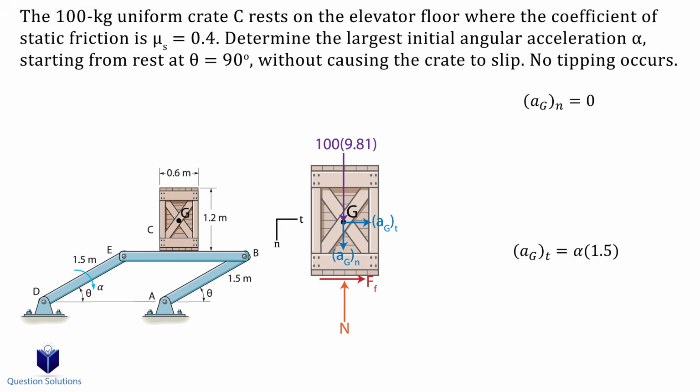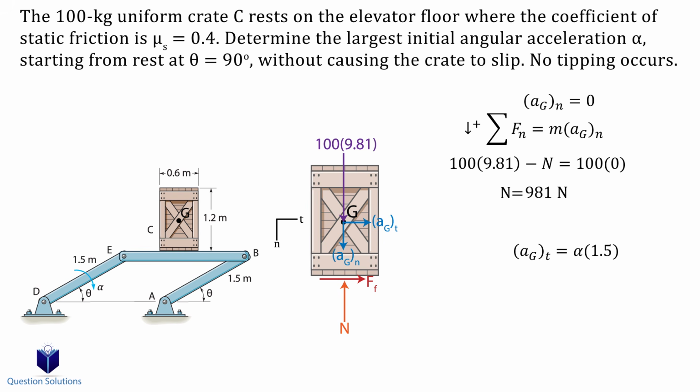We can now write an equation of motion for the forces in the normal axis. We will pick down to be positive. So on the left side, we have the weight and the normal force. And on the right side, we have the mass of the crate multiplied by the normal acceleration, but that's 0. Let's solve for the normal force.